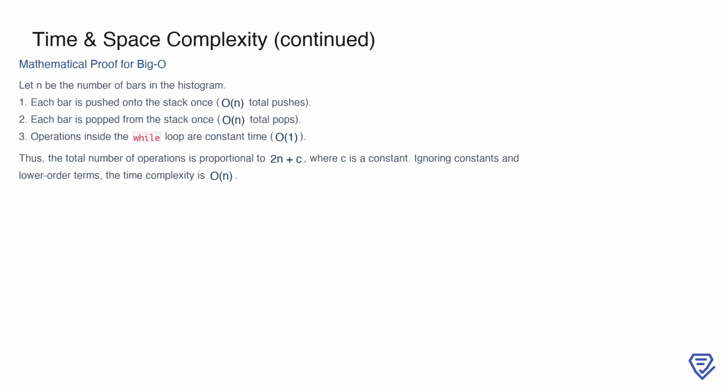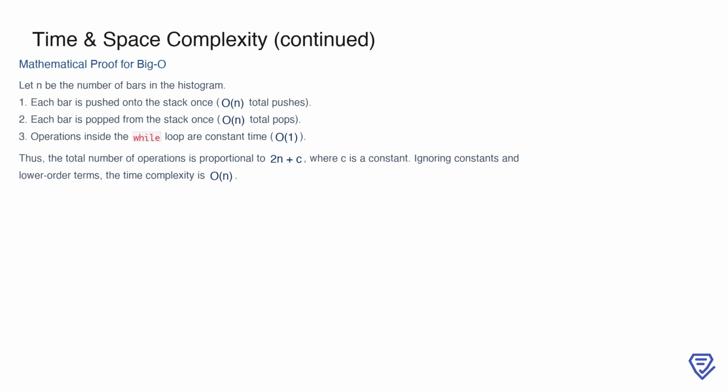To further solidify our understanding, let's provide a mathematical proof for the big O time complexity. Consider n, the number of bars in the histogram. Each bar is pushed onto the stack once, which gives us a total of O(n) pushes. Similarly, each bar is popped from the stack once, resulting in O(n) total pops. The operations performed inside the while loop, such as calculating width and area, are constant time operations, or O(1). Combining these, the total number of operations is proportional to 2n plus some constant c, where c accounts for the constant time operations.